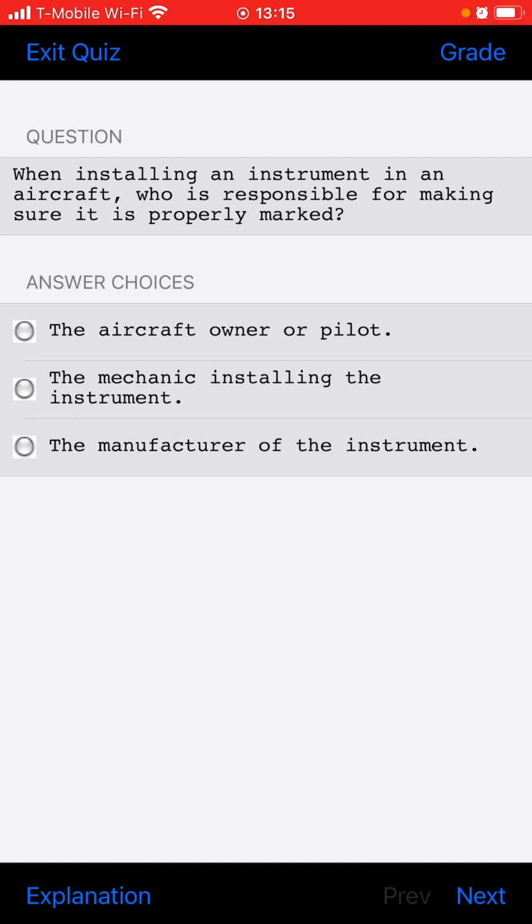Why are transport category aircraft equipped with a master caution and warning system? To alert the crew that a malfunction has occurred and corrective action may be required.